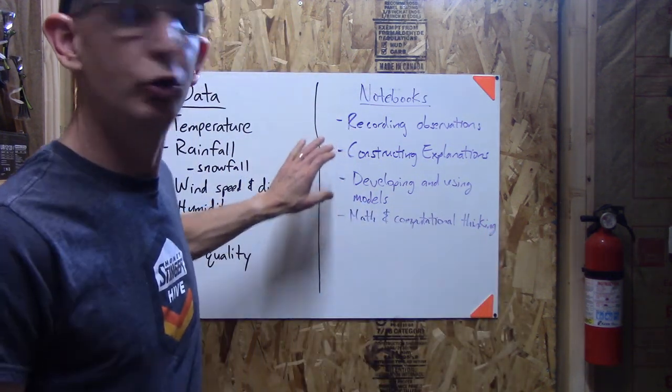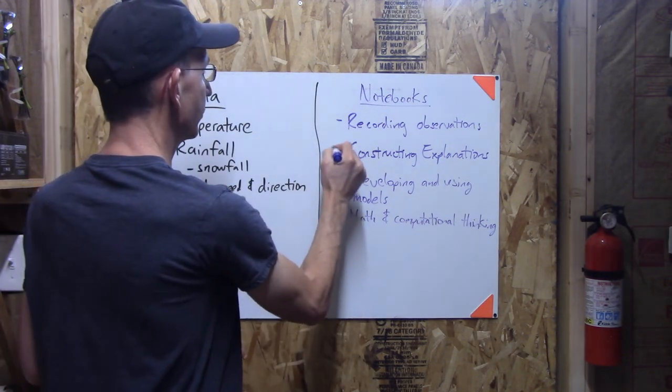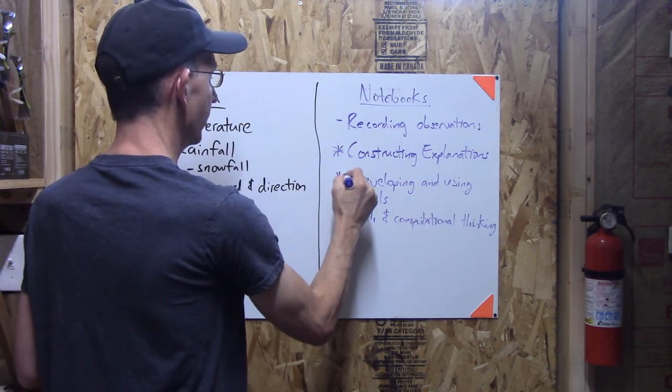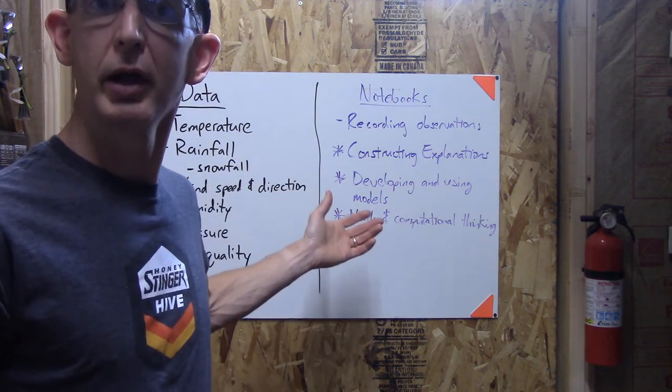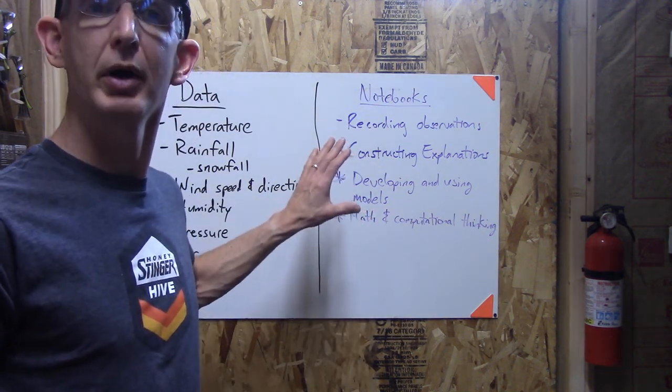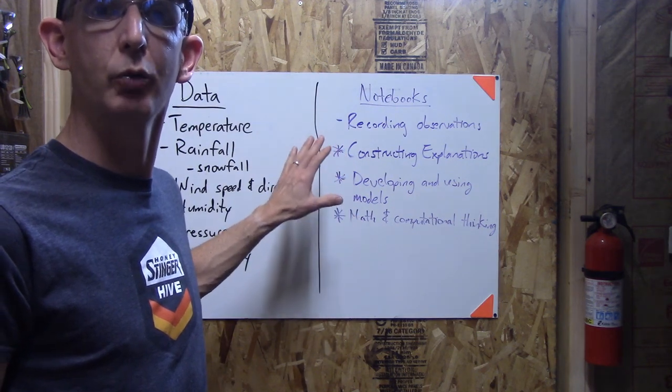These are just a few of the science and engineering practices that are outlined in NGSS. There are 8 of them. And there are others that could apply in science notebooks. These are just the ones that come to mind right away when we think about science notebooking and weather.